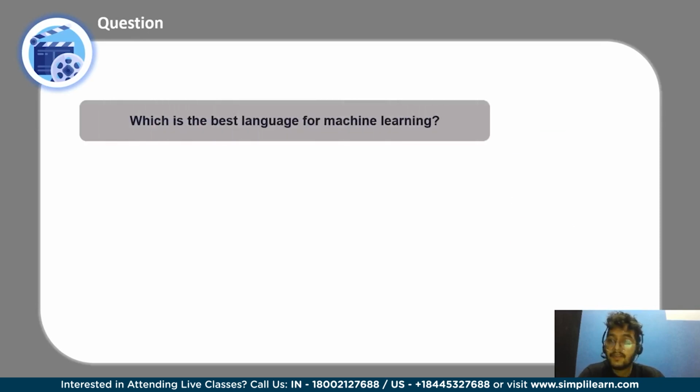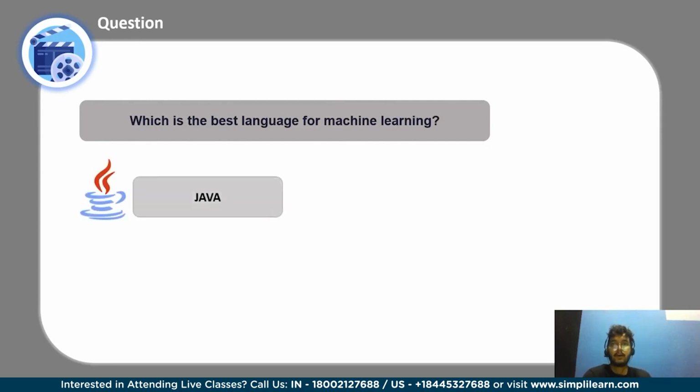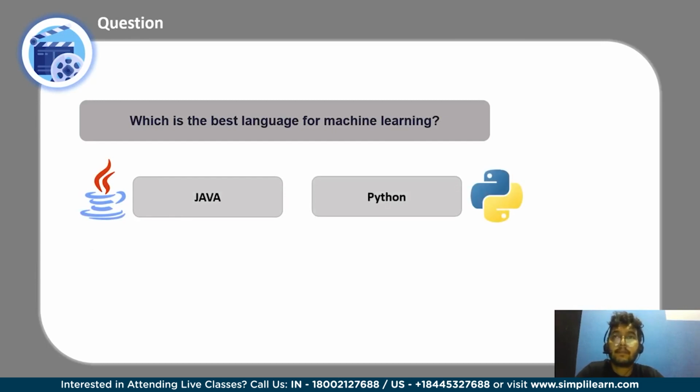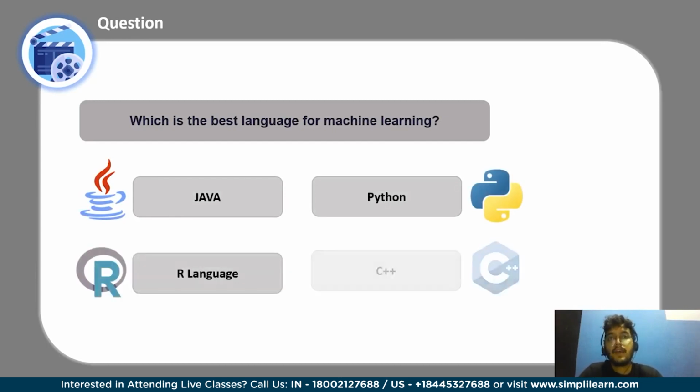So the question is, which is the best language for machine learning programming? The first one is Java. The second one is Python. The third one is R language. And the fourth one is C++.